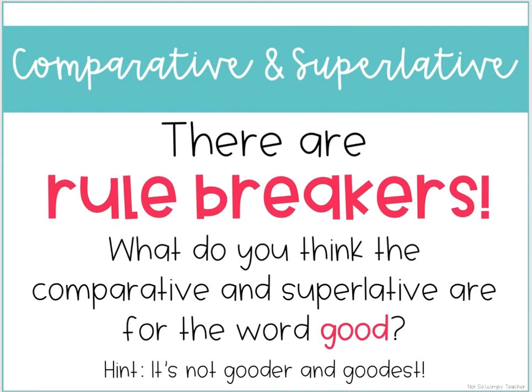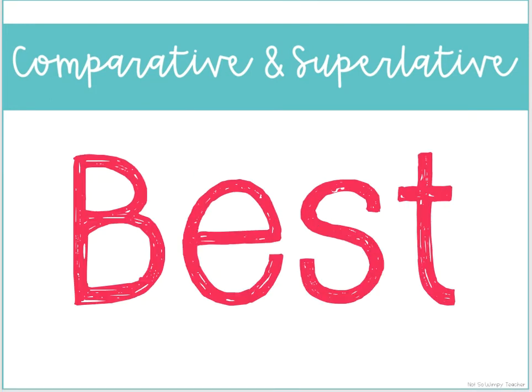But of course, with English grammar, there are rule breakers. English, from what I understand and from what I've heard, is the biggest rule breaker of all the languages. So, what do you think the comparative and superlative are for the word good? Hint, it's not gooder and goodest. It is better and best. So just like we have irregular past tense verbs, like we've discussed, some comparatives and superlatives are rule breakers, and good is one of the biggest ones.